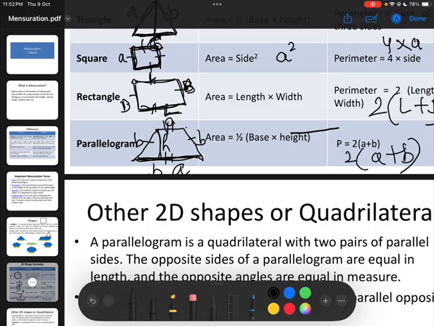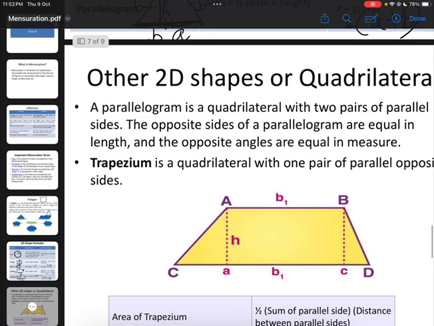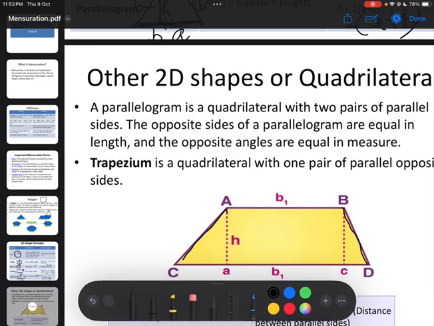There are other 2D shapes of quadrilateral also. Parallelogram is a quadrilateral. Now we'll learn in detail about the parallelogram. A parallelogram is a quadrilateral with two pairs of parallel sides. The opposite sides of a parallelogram are equal in length and the opposite angles are equal in measure.